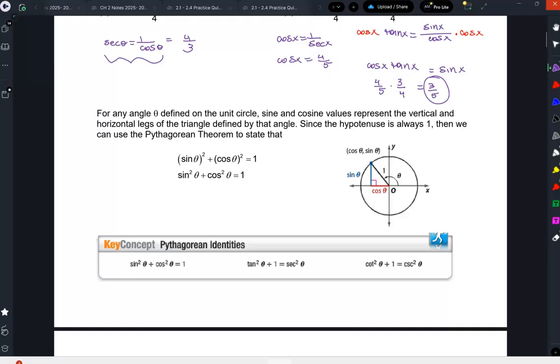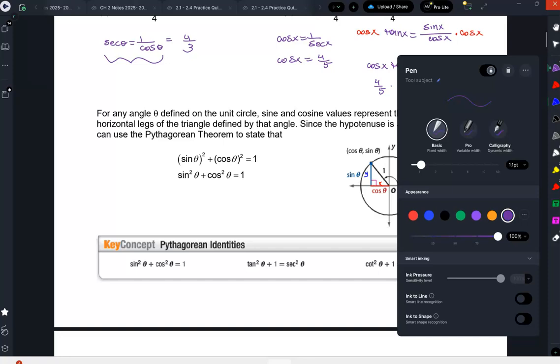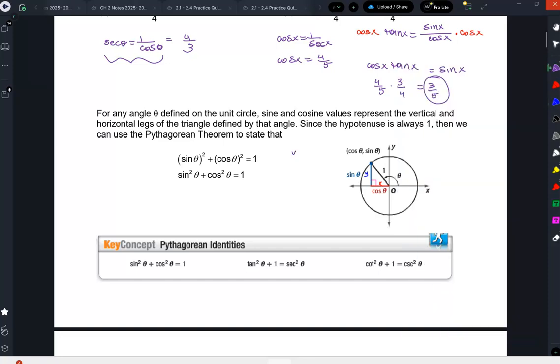We know that if we have a right triangle, like this one over here, and if this is x, and if this is y, I know that x squared plus y squared is equal to 1 squared. That's the Pythagorean identity. Or in other words, I know that y squared plus x squared is equal to 1 squared.